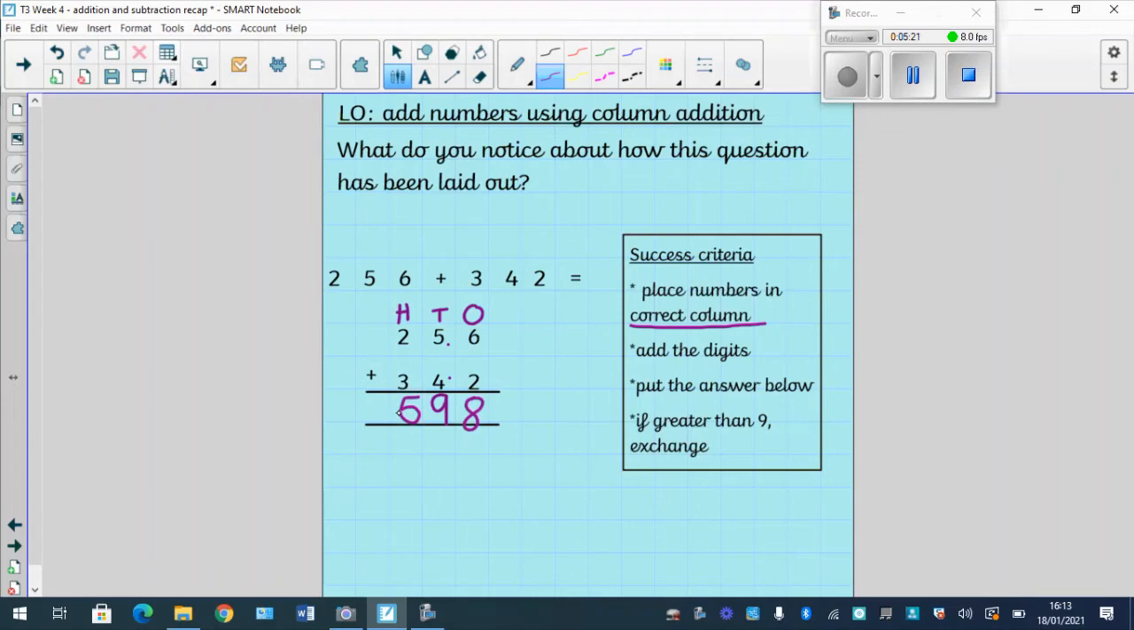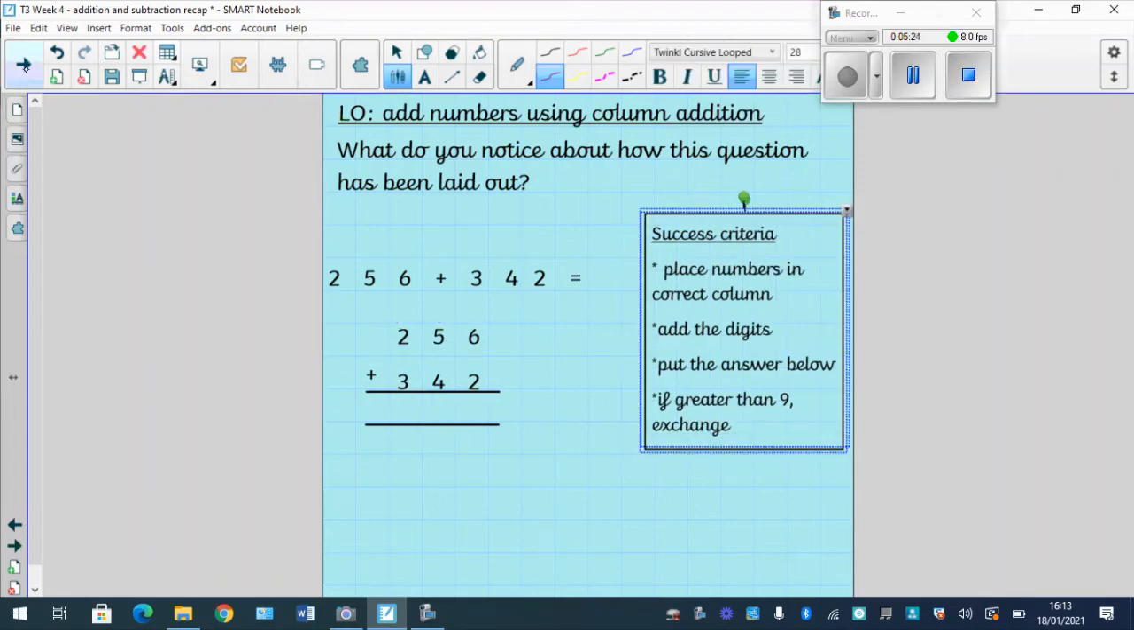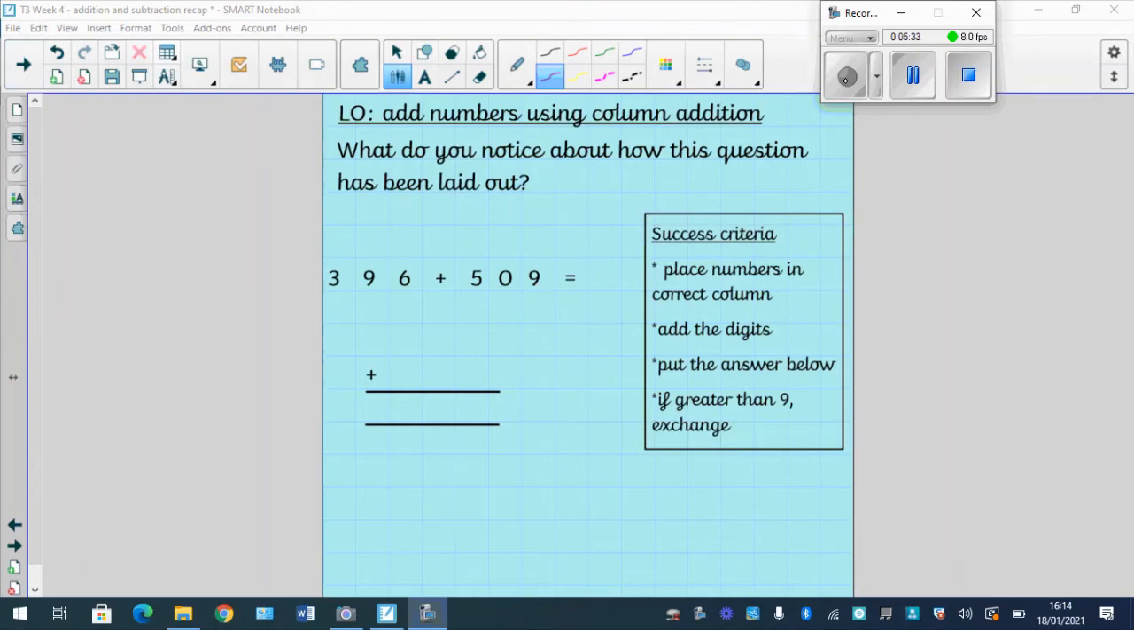Okay. What I'm going to do, I'm going to show you the next question here. And what I'd like you to do is see if you can make a note of it at home, and see if you can solve it, making sure that you line up the numbers on top of each other in hundreds, tens and ones. Okay, have a go, see how you get on. How did you do? Could you line it up correctly? Let's start.